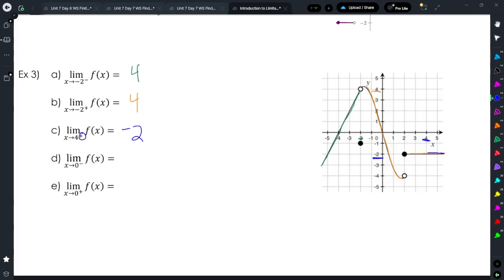And then the limit as x approaches 0 from the left side, so from negative x values, I'm going to trace the graph, and as my x values get closer and closer to 0, my y values are also getting closer and closer to 0. So 0. And then lastly, the limit as x approaches 0 from the right side, so follow this graph here, then it jumps. My x value is getting closer and closer to 0, and then my y values are also getting closer and closer to 0.